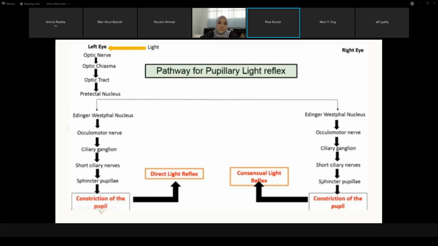Can you understand? Okay, alright. Light reflex involves which nerve? Involves which cranial nerve?